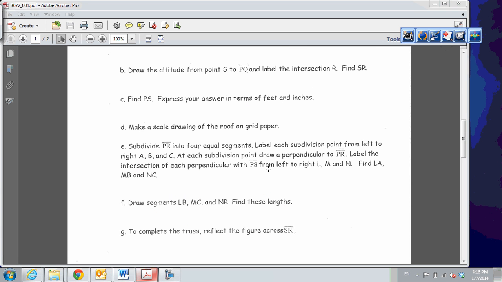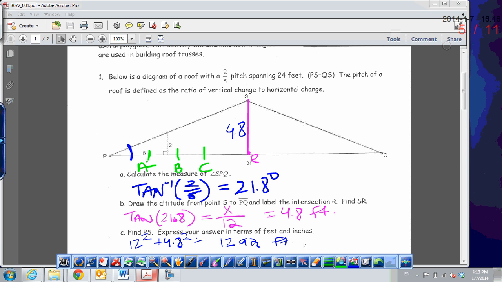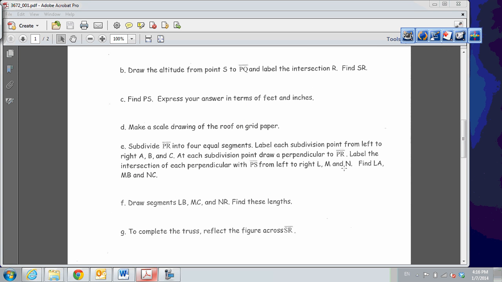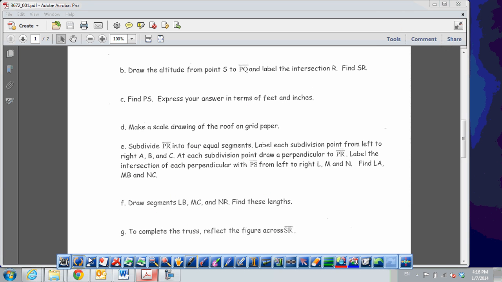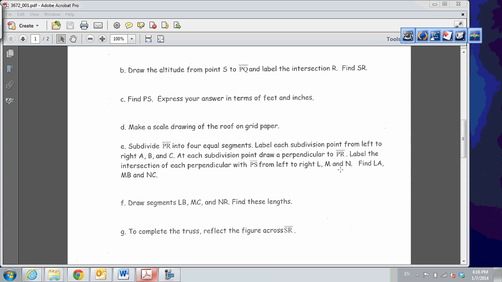Next thing it says to do is draw a perpendicular to PR. So I'm going to draw lines. I kind of already got this going a little bit. So boom, boom, and boom. And then it says to label those L, M, and N with the intersection of PS. So L, M, and N. And we still know those are 3, right? It says find LA, MB, and NC.